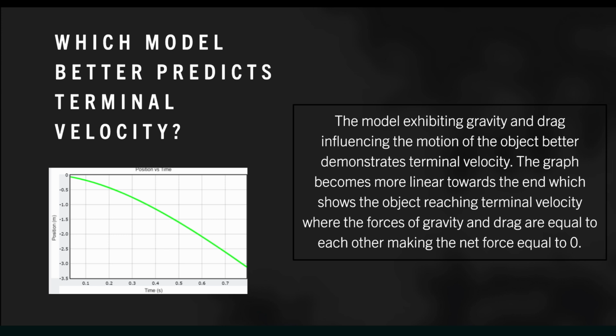Which model better predicts terminal velocity? The model exhibiting gravity and drag influencing the motion of the object better demonstrates terminal velocity. The graph becomes more linear towards the end, which shows the object reaching terminal velocity, where the force of gravity and drag are equal, making the net force equal to 0, so it would no longer be accelerating.